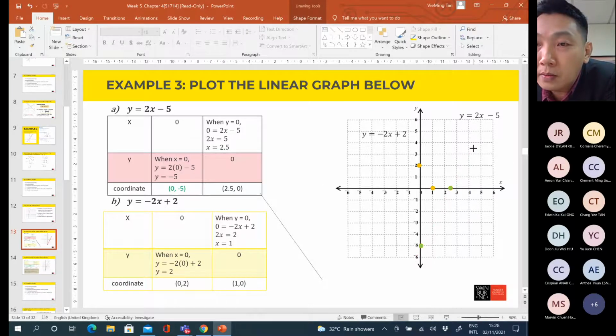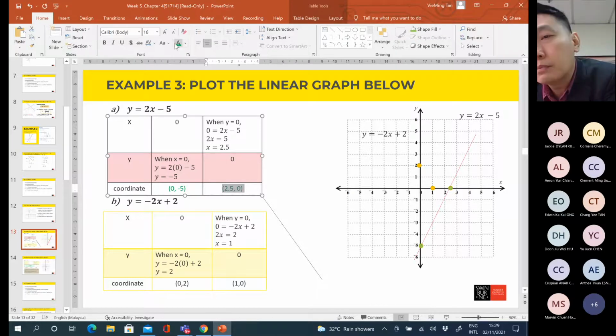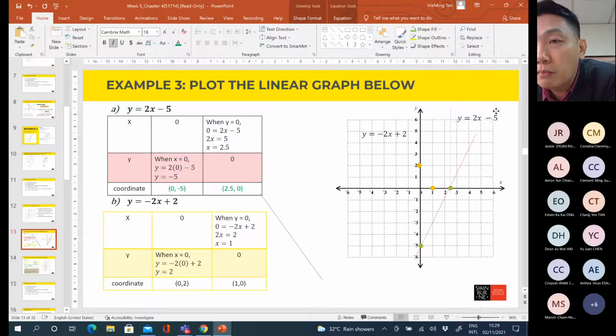As long as this line, the red line, is passing through these 2 green points, then it's fine, right? So the red line that you draw can be longer, as long as this red line is passing through these 2 green points. Then lastly, you give a name for this line. The name is y equals 2x minus 5. So give a name and write it down in the Cartesian plane as well.